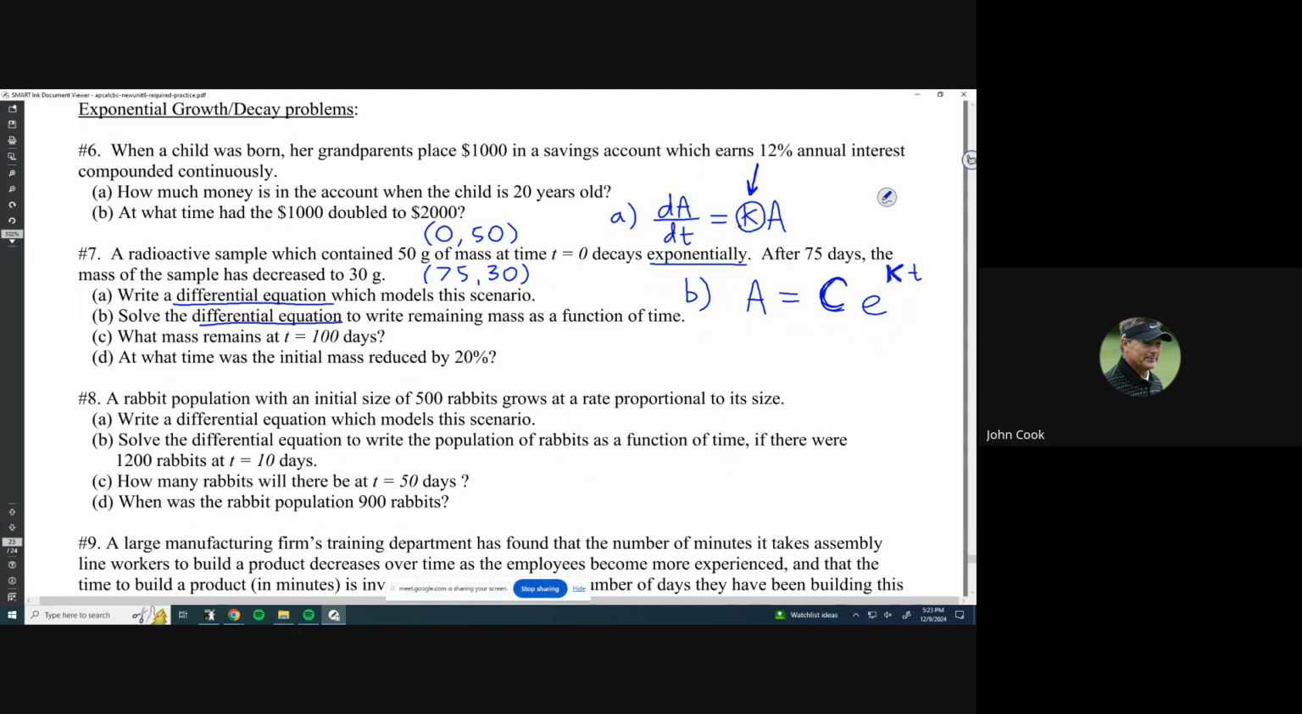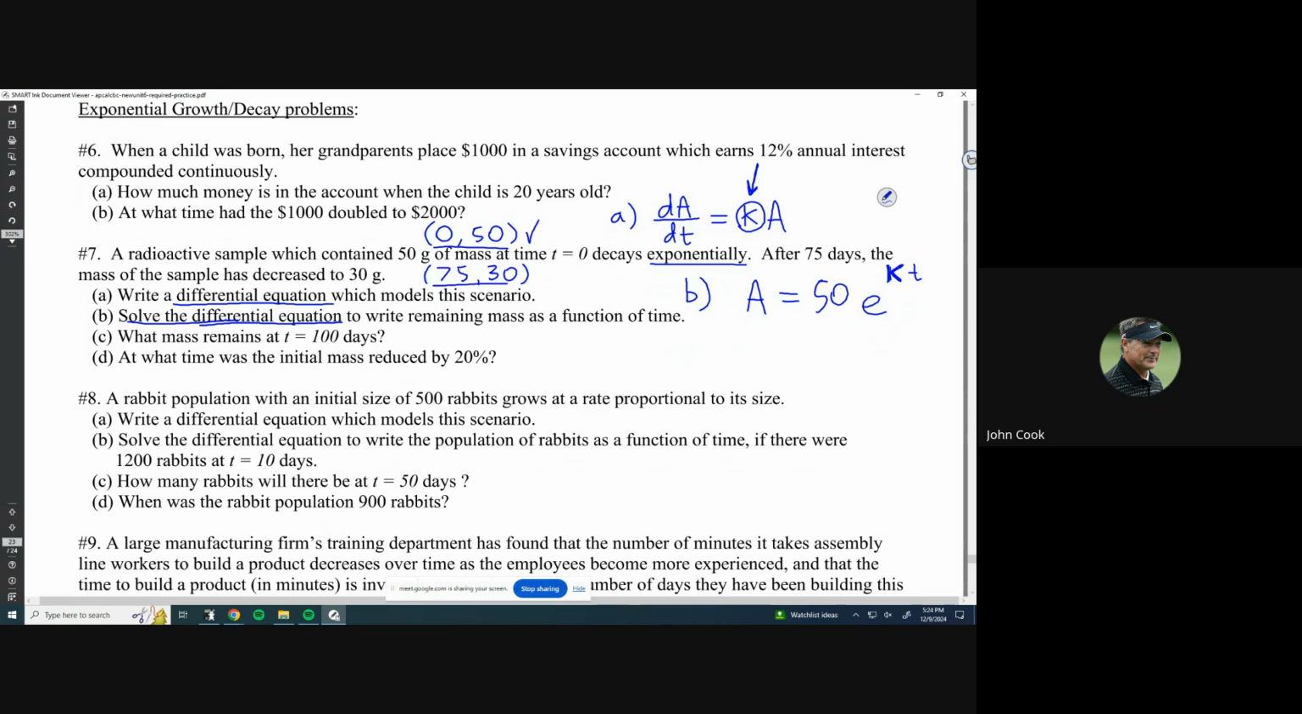All right, let's start off with the first initial condition, (0, 50). And this is going to allow us to solve for the differential equation as a function of time. So here we go, ready? (0, 50). So 0 goes in for t, 50 goes in for A. So 50 is equal to C times e to the k times 0. Well, 0 times k is 0, and e to the 0 is 1. So that means that C times 1 equals 50. So C is equal to 50. So from this initial condition, I found out what C is. It's 50.